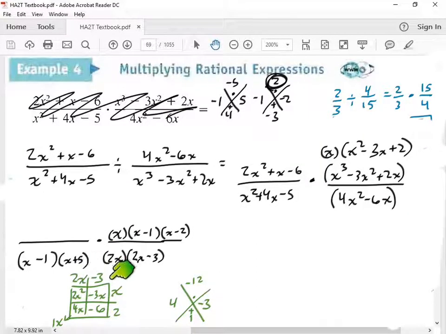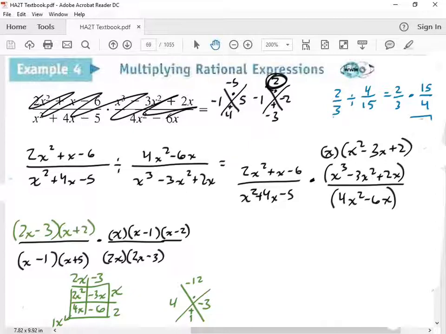Let's check it. 2x times x is 2x squared. 2x times 2 is 4x. Negative 3 times x is negative 3x. And negative 3 times 2 is negative 6. And negative 3x plus 4x is 1x. Cool. We got our answer. So we write 2x minus 3, and then we have x plus 2.